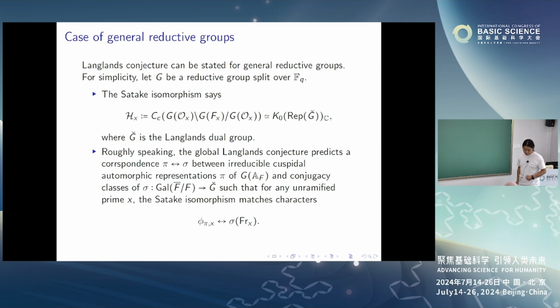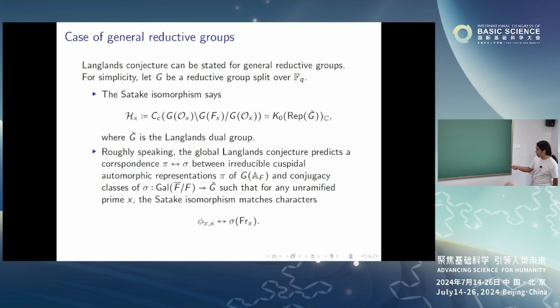You consider automorphic representations of G(A), and you consider Galois representations, or homomorphisms of the Galois group into G-check. You want some bijection, or more weakly, some correspondence between these two sets, such that the Frobenius eigenvalues and Hecke eigenvalues would match. You want to find such a thing, and here match means the following. On the automorphic side, we can still obtain some characters just like before. There are characters of this algebra, and they should match certain characters.